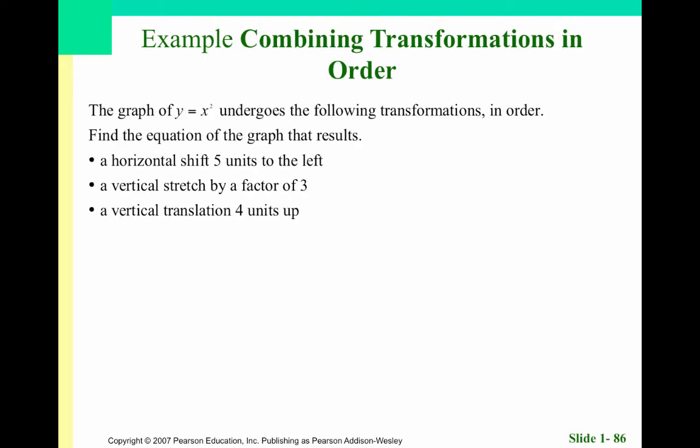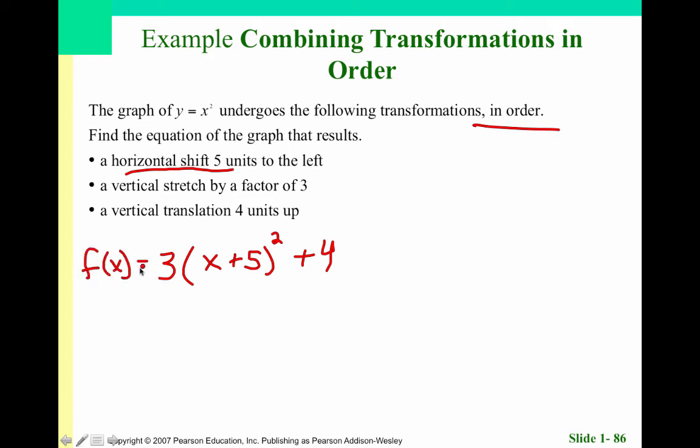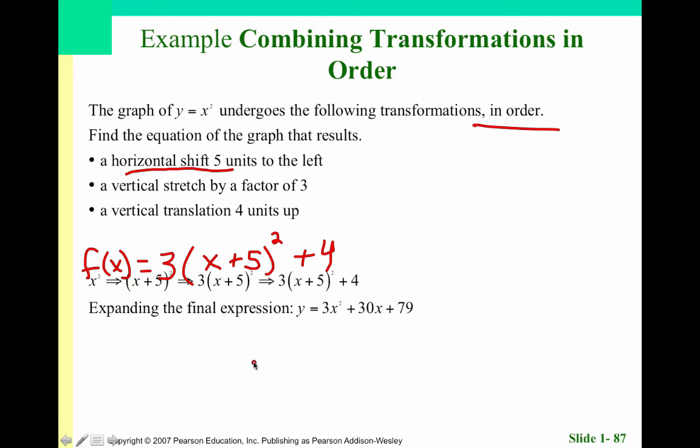Okay, combining the transformations. So it says I'm starting with x cubed. It does say we want these in order. Horizontal shift 5 units left. So I'm going to take my x and I'm going to go left, which means I need a plus 5. And I'm going to square it, vertical stretch by a factor of 3. Take this, multiply it by 3. Vertical translation, 4 units up, plus 4. I have done everything in the correct order. Order of operations would tell me inside the parentheses first, multiplication second, and addition third. We are good.